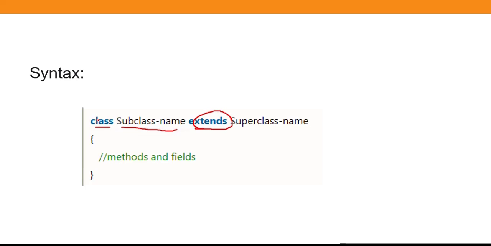So we are going to use class as a keyword. Then here we are going to have the child class. Then this is the keyword that we use in inheritance to inherit the properties from the parent class to the child class. I hope it's clear, right?